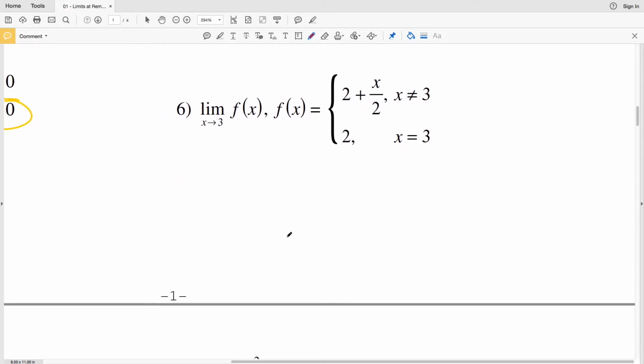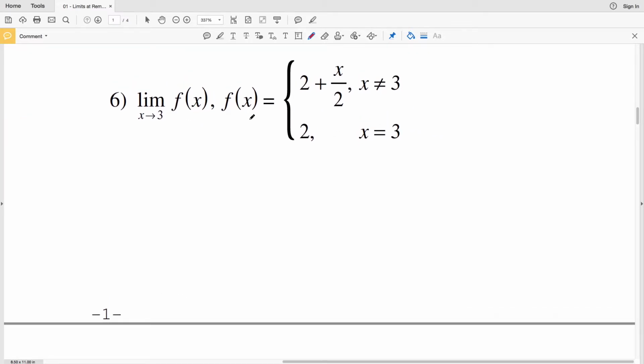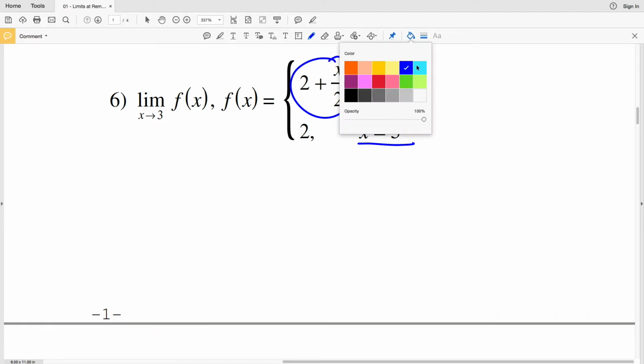Now on to number 6, we have the same kind of ordeal. We have the limit of f of x as x approaches 3. At x equal to 3, we're given that the function is equal to 2. However, for x values to the left and to the right of 3, we're using this equation, 2 plus x over 2. And that's what we're going to use when solving for that limit.